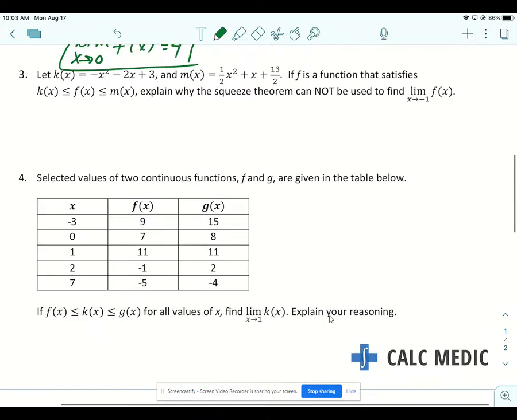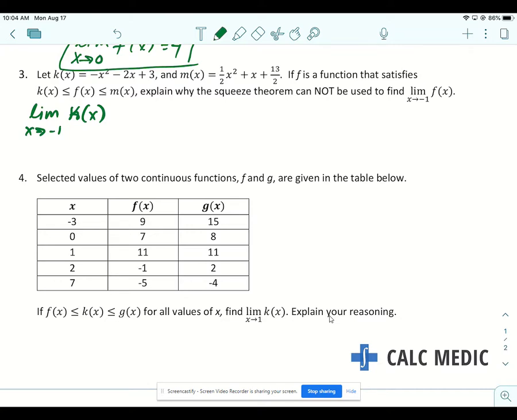All right, let's look at 3. We have polynomial or quadratic functions, so they are continuous. I know that f is going to fall in between k and m. We're looking for the limit as x approaches -1 of f of x. So let's first find the limit as x approaches -1 of k of x.